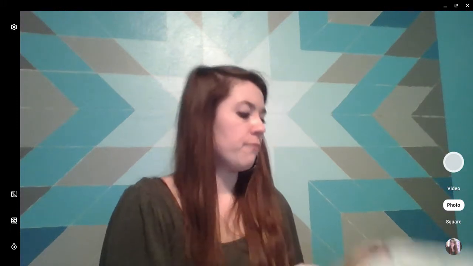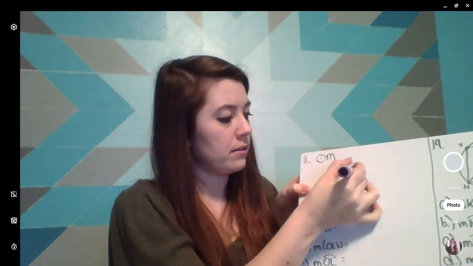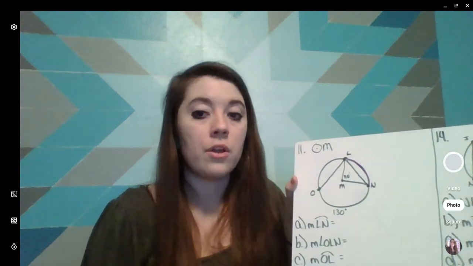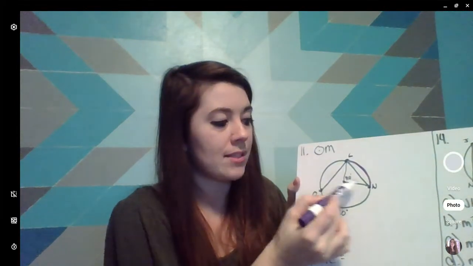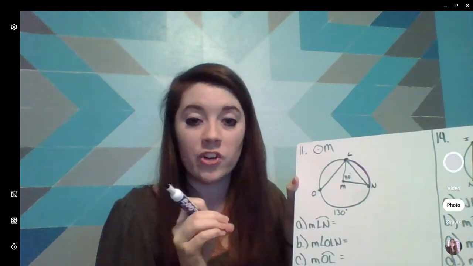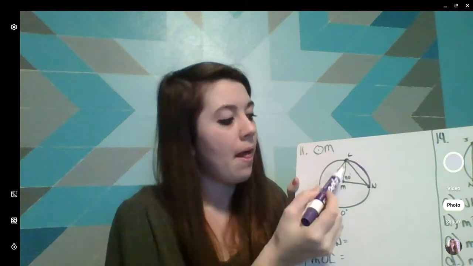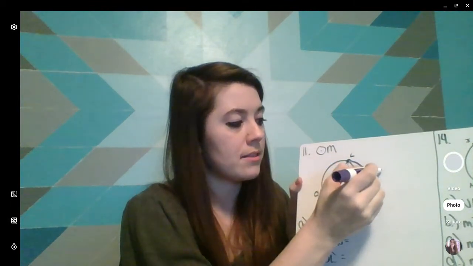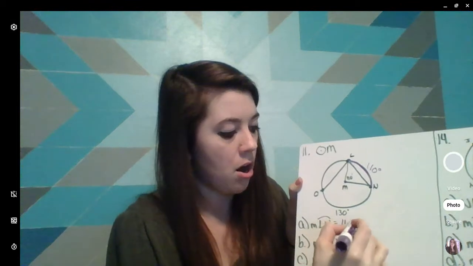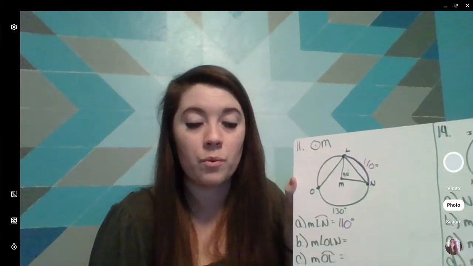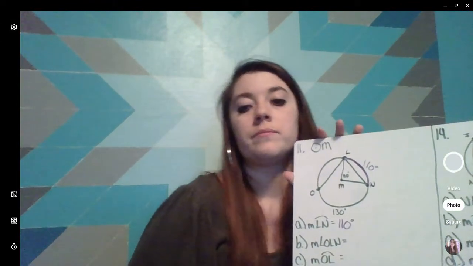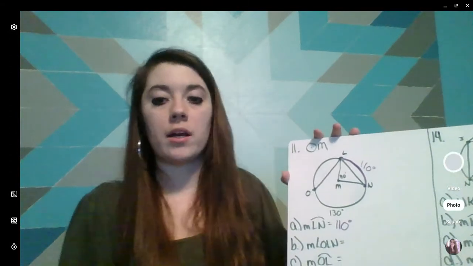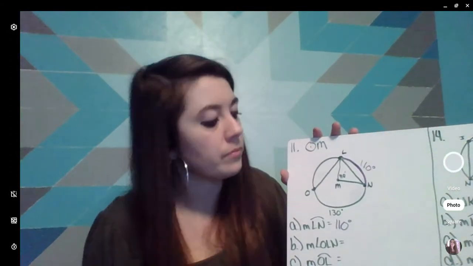Like I was saying, for LN, this right here is the intersected arc. When we have the central angle, so an angle whose vertex is the center of the circle, the angle and the intersected arc are the exact same measure. So arcs are going to be a degree measure when we have the arc shown just like this. The measure of that arc is a degree value.